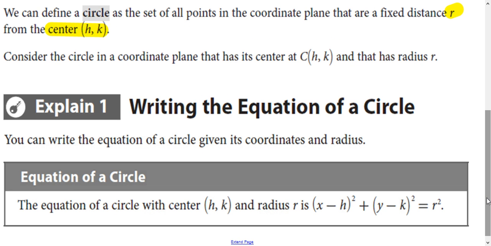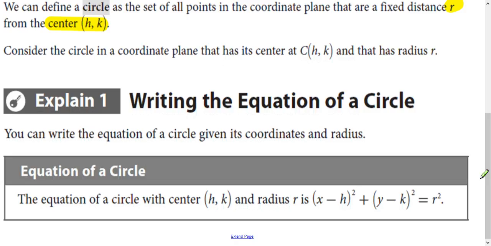So, when you have the equation, like we said, we've got the center H, K and the radius R. That's how you get the equation for a circle also. X minus H, Y minus K, and radius squared. Everything is squared. X minus H squared, Y minus K squared equals R squared. So you get the center and the radius from the equation.